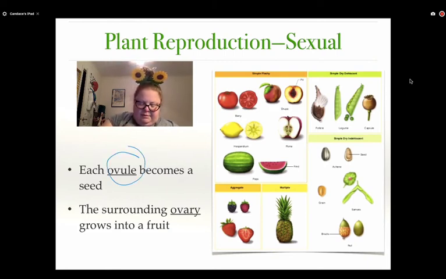And then each of our fertilized eggs is going to become a seed, and then the surrounding structure, the ovary, grows into a fruit. And there's lots of different kinds, as you can see over here.